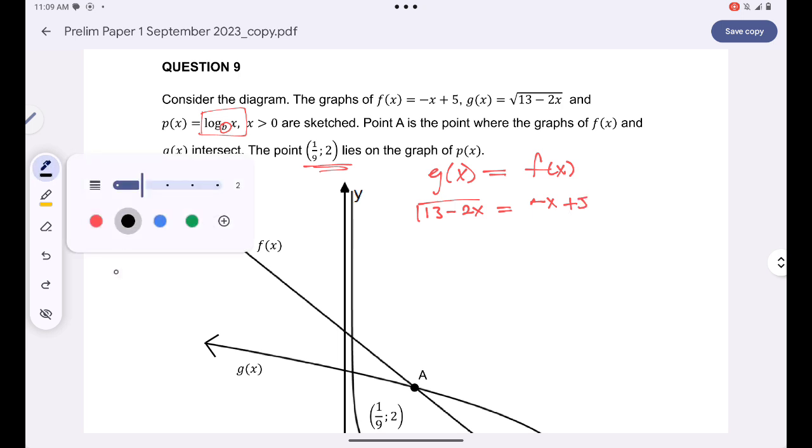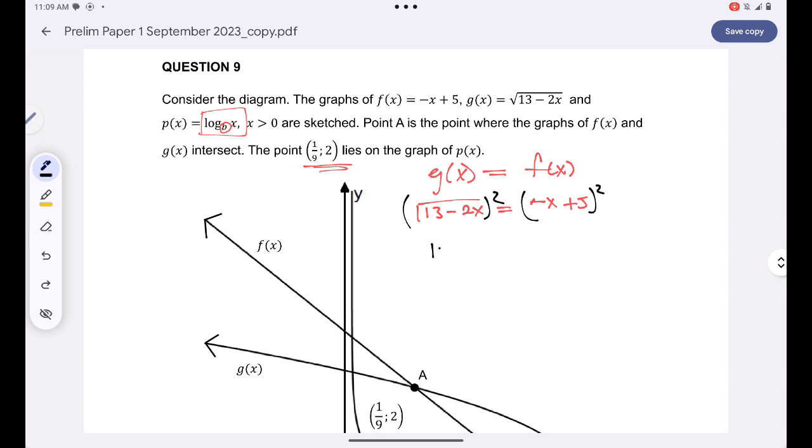How can I solve for x over there, guys? By simply squaring both sides. I'll end up having 13 minus 2x on the left hand side. On the right hand side, I'll have x squared minus 10x plus 25. Make sure everything is in standard form. I'll take these two to the other side. I'll end up having x squared minus 8x, and then 25 minus 13. 25 minus 13 is just 12, plus 12. This is equal to 0.